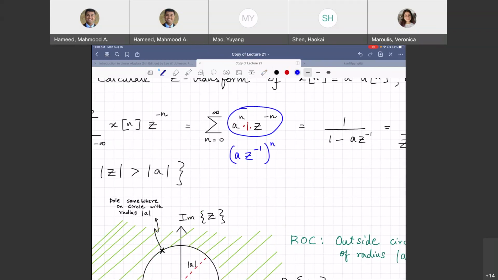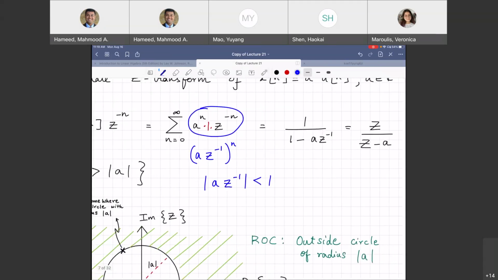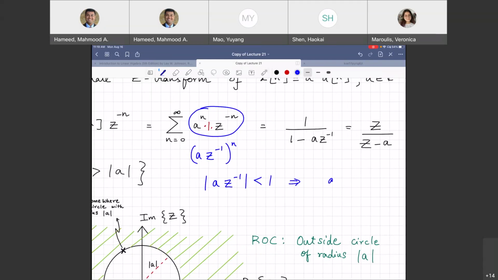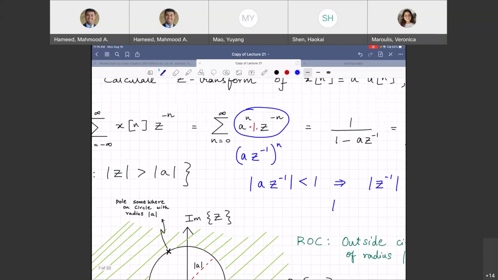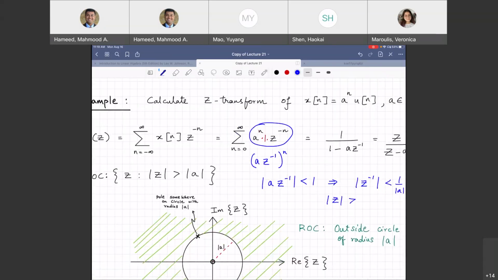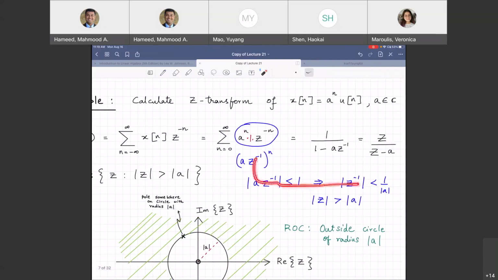And then this will converge when magnitude of r is less than 1. So magnitude of a z^-1 is less than 1, right? Can you see that? What does that imply? That implies that magnitude of z inverse has to be less than 1 over magnitude of a. In other words, you can say magnitude of z has to be greater than magnitude of a. So go from here to here to here to get your region of convergence.